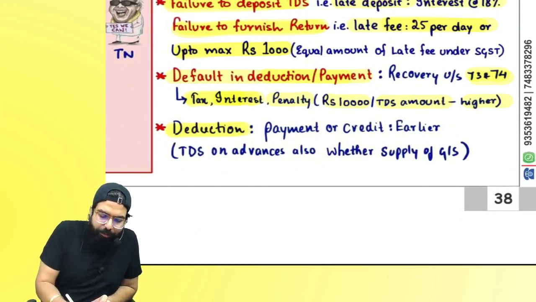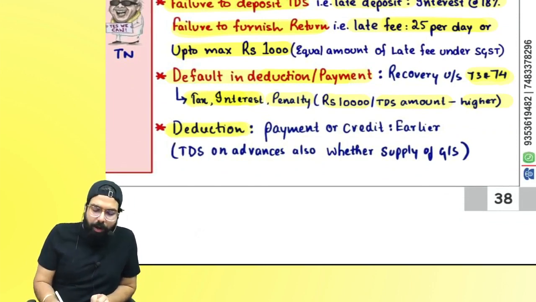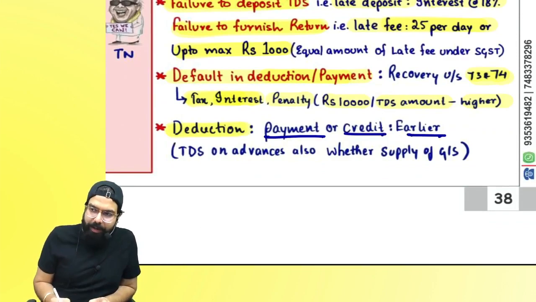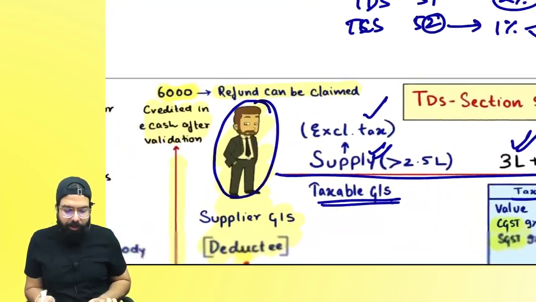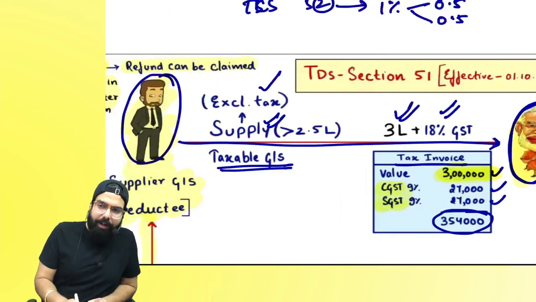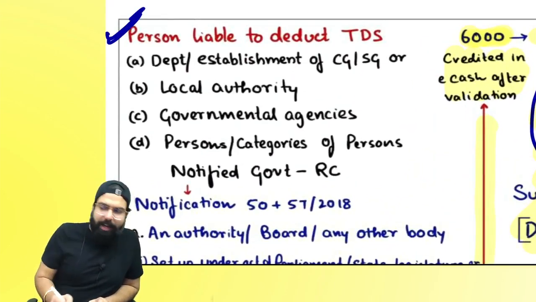Deduction. Sir, when do I have to deduct? A government department has to deduct on payment or credit, whichever is earlier. It means if they are paying an advance, they will have to deduct TDS on the advance also. Sir, who are the people who have to deduct? Always remember, TDS deductors are of 4 categories.